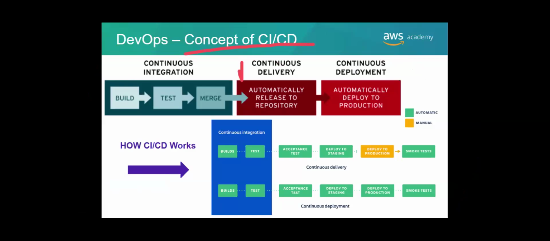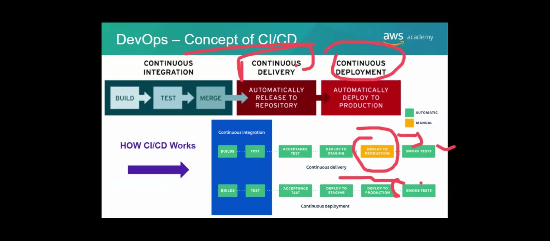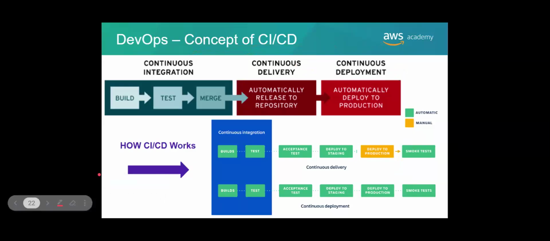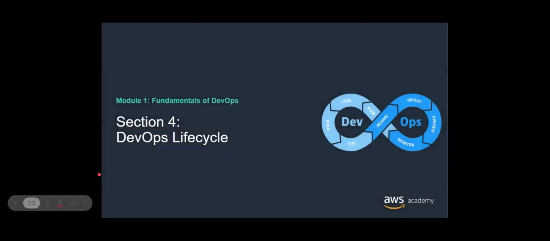I'll be asking you again what is continuous delivery. Delivery means you need a manual approval before the last step of testing. Next, continuous deployment means no need for anything, you need manual approval, it is automatically done. Next, we'll go for the DevOps life cycle. What is this life cycle?